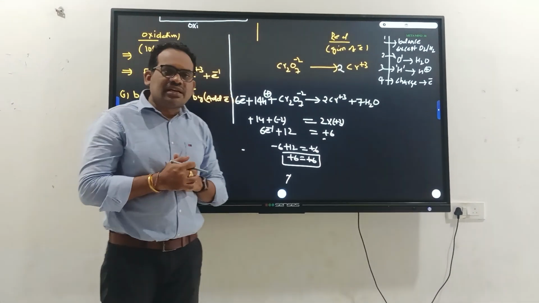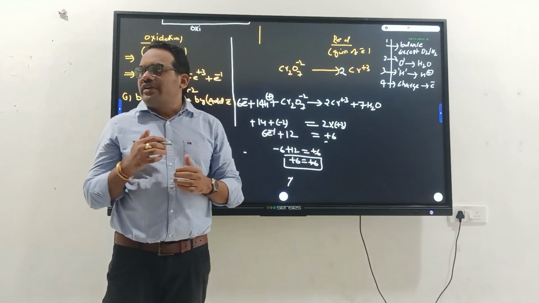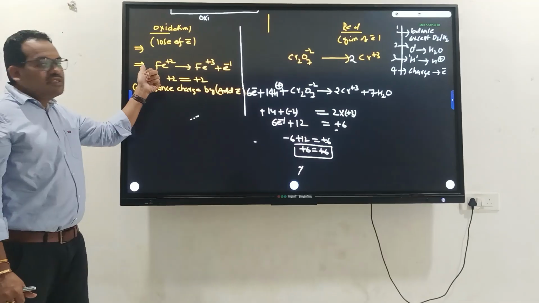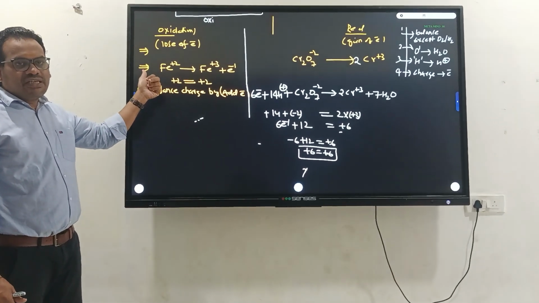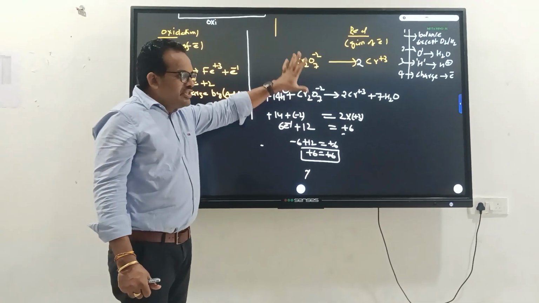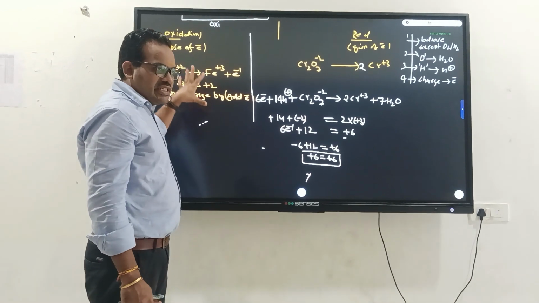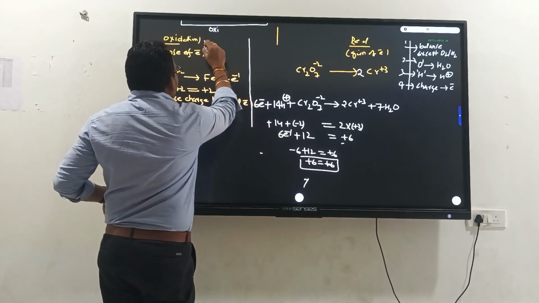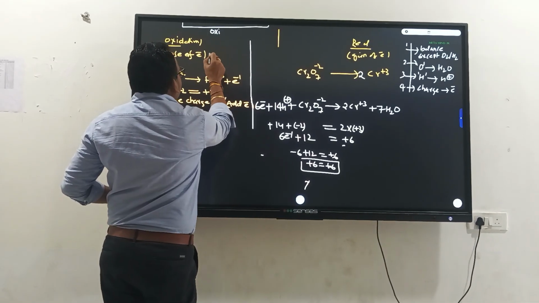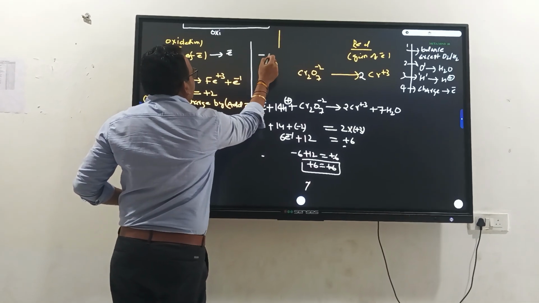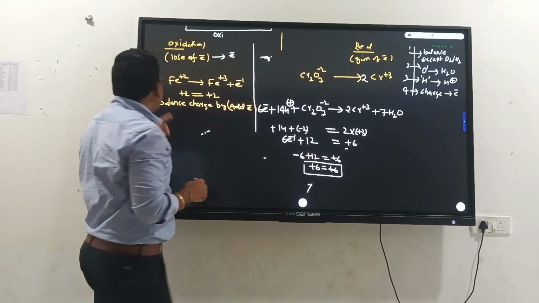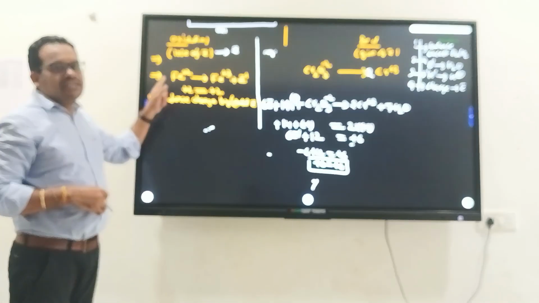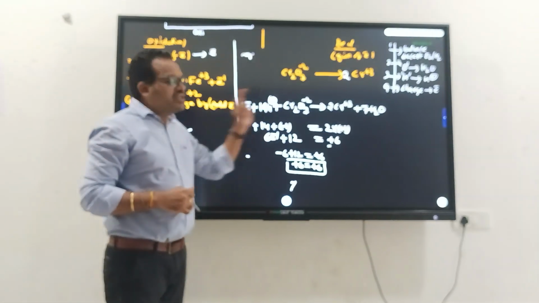Where will you get the 6 electrons, children? The 6 electrons are coming from this iron. Is it clear? This one is the reducing agent and this is the oxidizing agent. The reducing agent will donate the electrons and the oxidizing agent will gain the electrons. So this is the donation of the electrons; this one we call a reducing agent, and this one is the oxidizing agent.